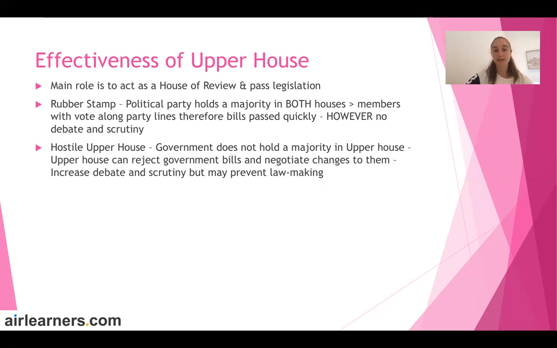The other factor that affects the ability of the upper house to achieve its purposes is when there is a hostile upper house. This is where government does not hold a majority in the upper house. So we have a Liberal lower house and a Labor upper house. This means that the upper house will often reject the government's bills and will negotiate significant changes to them. This upholds the purpose of acting as a house of review because a wide range of political opinions are considered and there is increased debate and scrutiny. However, it may restrict Parliament's role of passing legislation as it may stifle the lawmaking process.